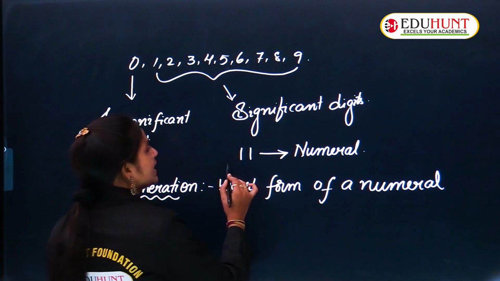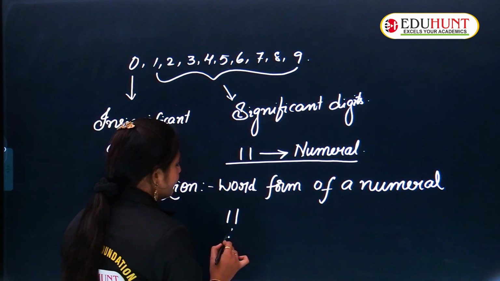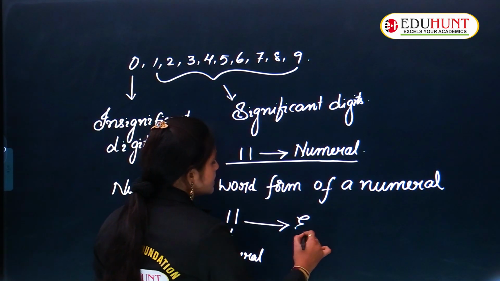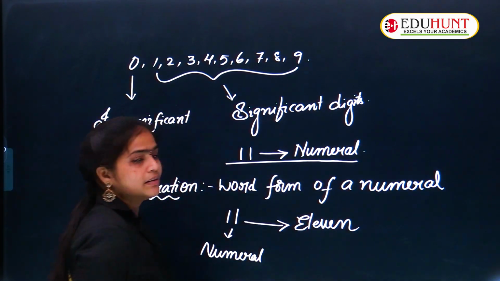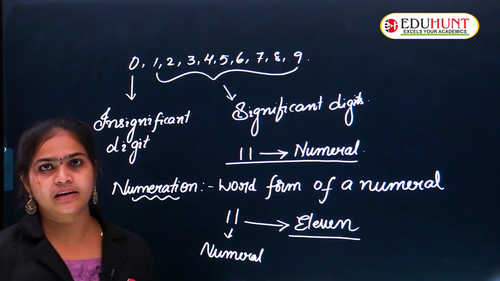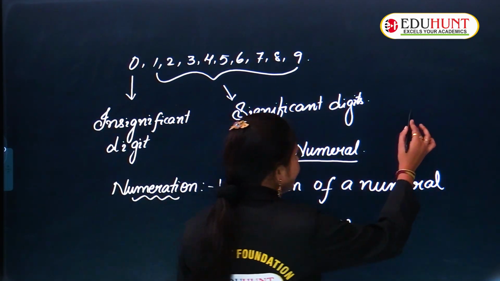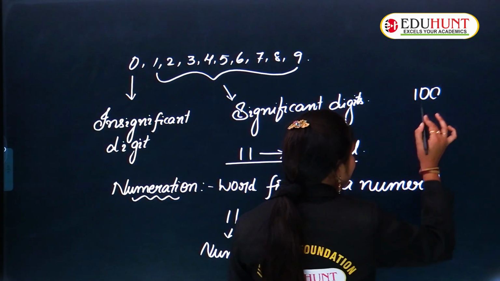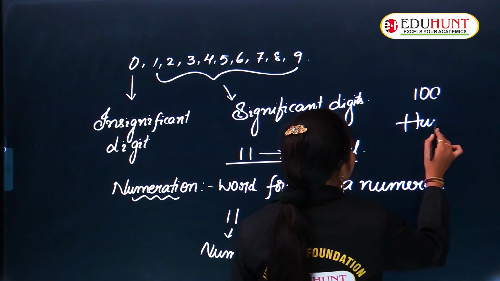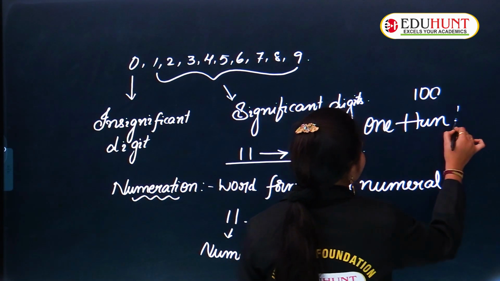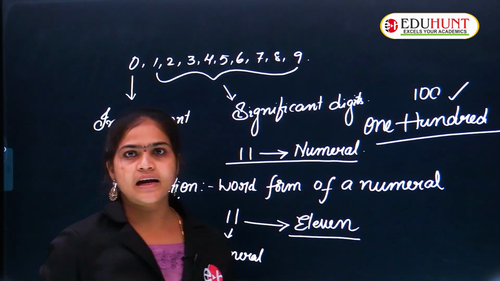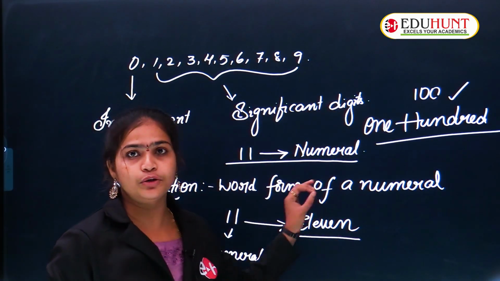Just to say, here 11 is the numeral. And written in words, eleven, this is called numeration. Which one we write in words, that is called numeration. In the same way, for example, 100 is there. We know how to write this one. Here 100 is the numeral, and what is the numeration? One hundred is the numeration, and 100 is the numeral. Do you understand the difference between numeral and numeration?